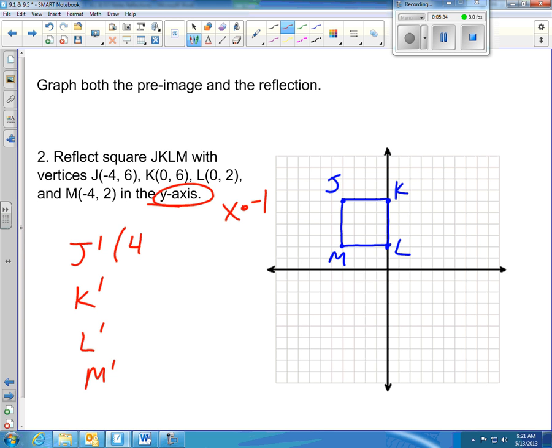So our new J is going to be 4, 6. K is going to be 0, 6. L is going to be 0, 2. And M is going to be 4, 2. So let's go ahead and draw those.